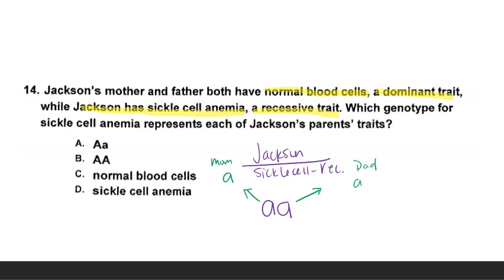But do dad and mom have sickle cell? No. It says that they have normal blood. So if they have normal blood and that's dominant, then what is their other allele here? Is it going to be a dominant allele or is it going to be a recessive allele?